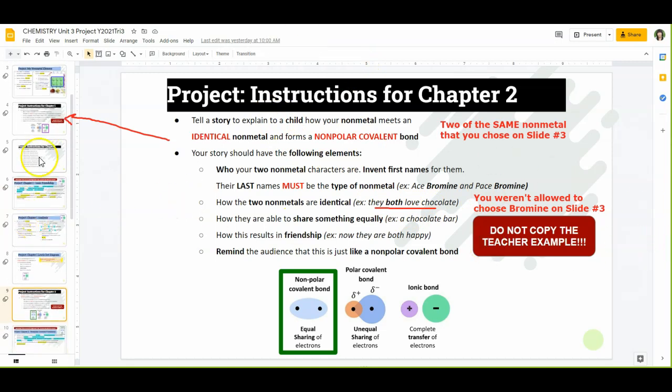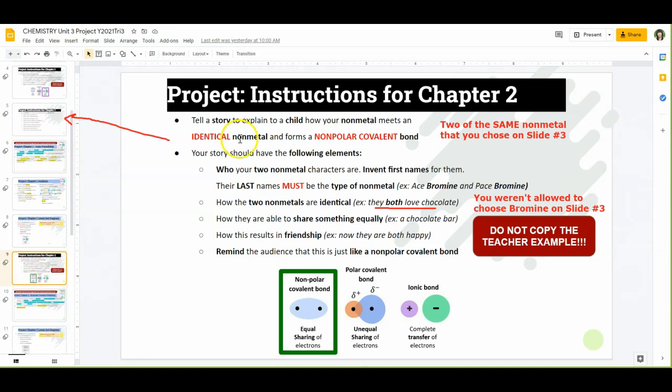If you want, you can use ideas again from chapter 1. We went over some examples of traits there. Then explain how they're able to share something equally that's related to that trait. Make sure the shared item is actually related to the identical trait that you chose for your story. My example would be that they are able to share something equally, specifically a chocolate bar, because they both love chocolate. That's extremely related. And this results in friendship, and now they're both happy.